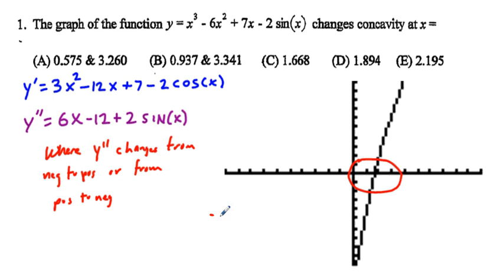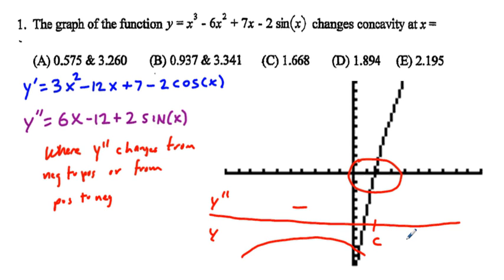And specifically, at this point again, C, if we look at y double prime and y, to the left of C we have concave down, and to the right of C we have concave up. So that would be our change in concavity. Okay, next.